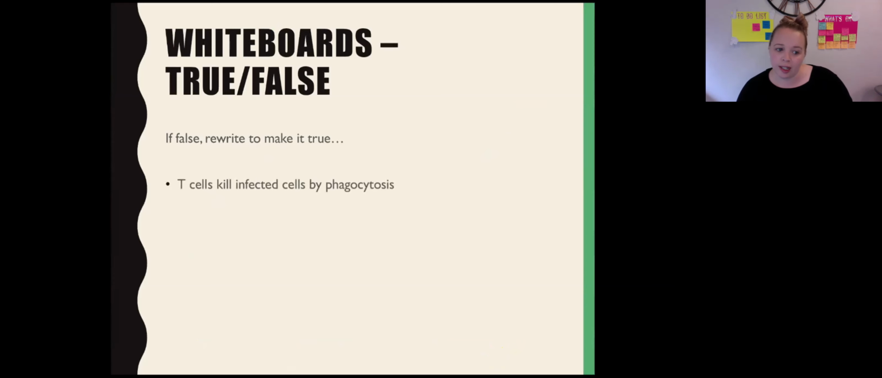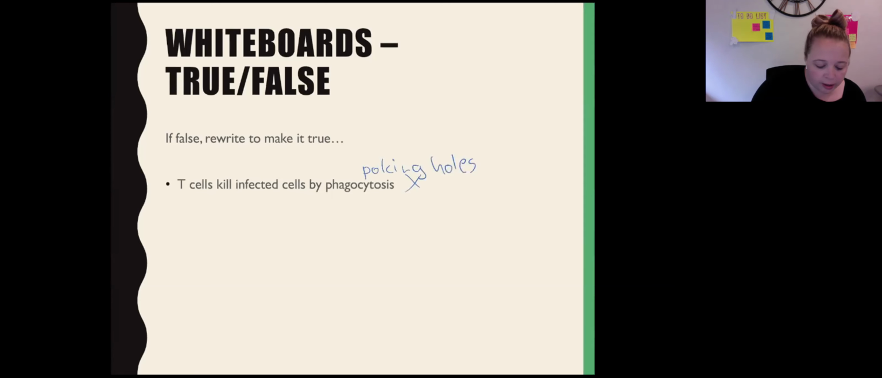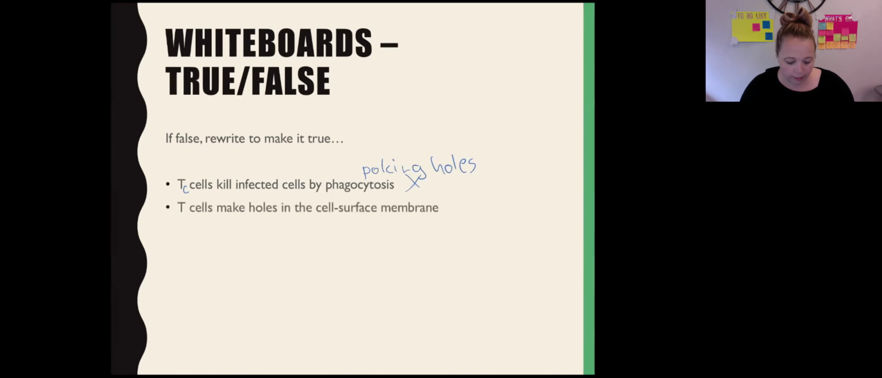So, T cells can kill infected cells by phagocytosis. You can pause, then we come back. I would say no, they don't do this. They kill infected cells by poking holes. The other thing I might want to add is a little C there to make them cytotoxic T cells. Cytotoxic T cells make holes in the cell surface membrane. Pause.